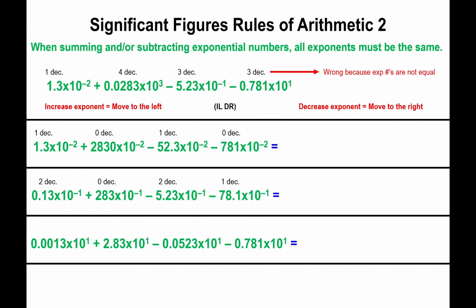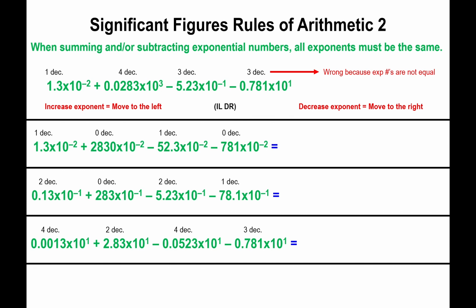So when you carry out the conversion, we'll see what happens. Now similar idea here. 2 decimal places on the first, 0 decimal places on the second number, 2 decimal places on the third number, 1 decimal place on the fourth. And for this last row, we have 4 decimal places, 2 decimal places, 4 decimal places, and 3 decimal places.